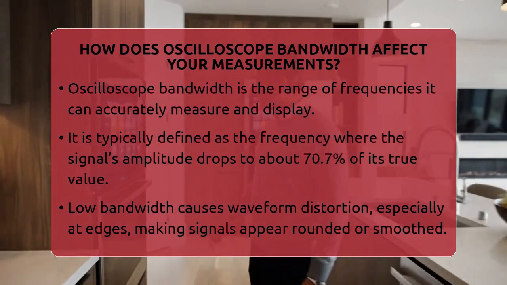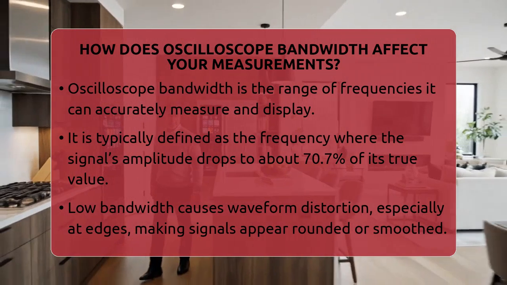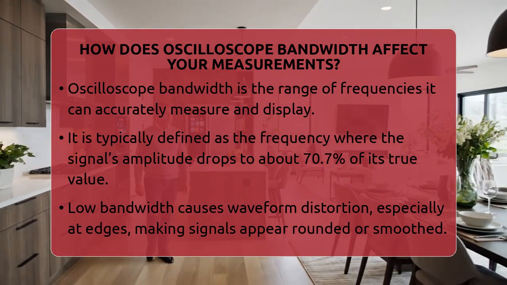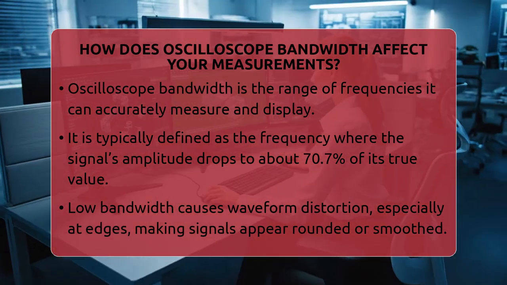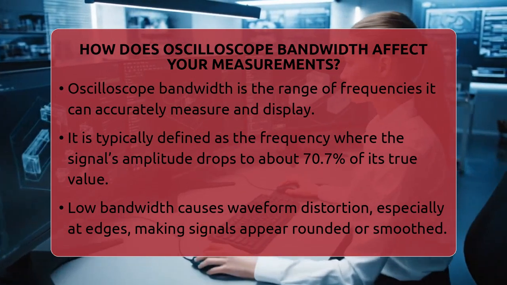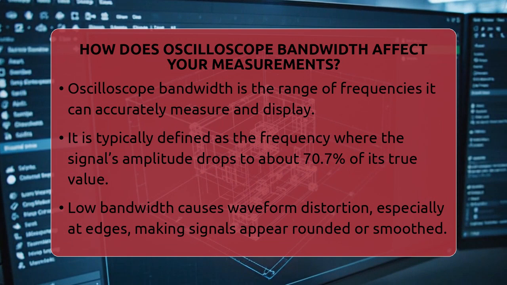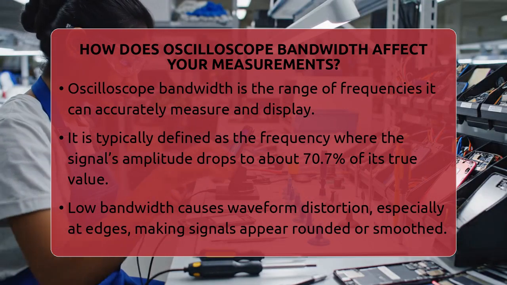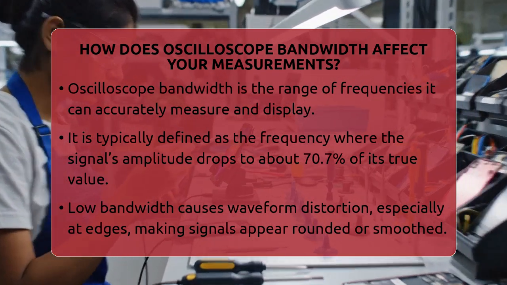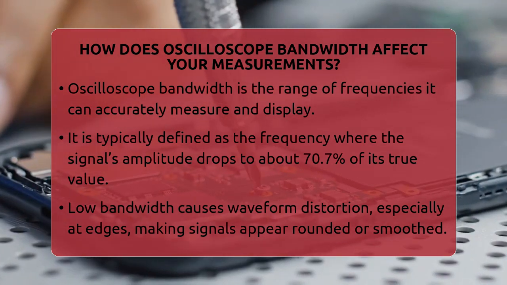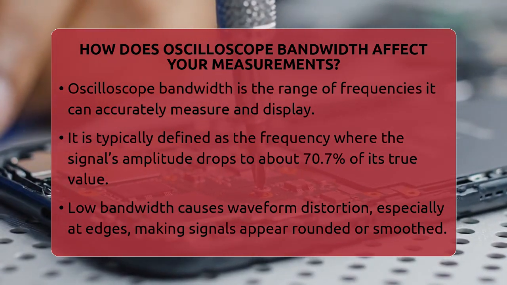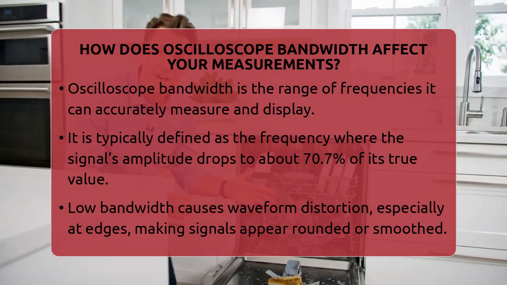Oscilloscope bandwidth is the range of frequencies it can accurately measure and show. It is usually marked as the frequency where the signal's amplitude drops to about 70.7% of its true value. If the bandwidth is too low, the oscilloscope can't display the high-frequency parts of a signal properly. This causes the waveform to look rounded or distorted, especially at the edges.